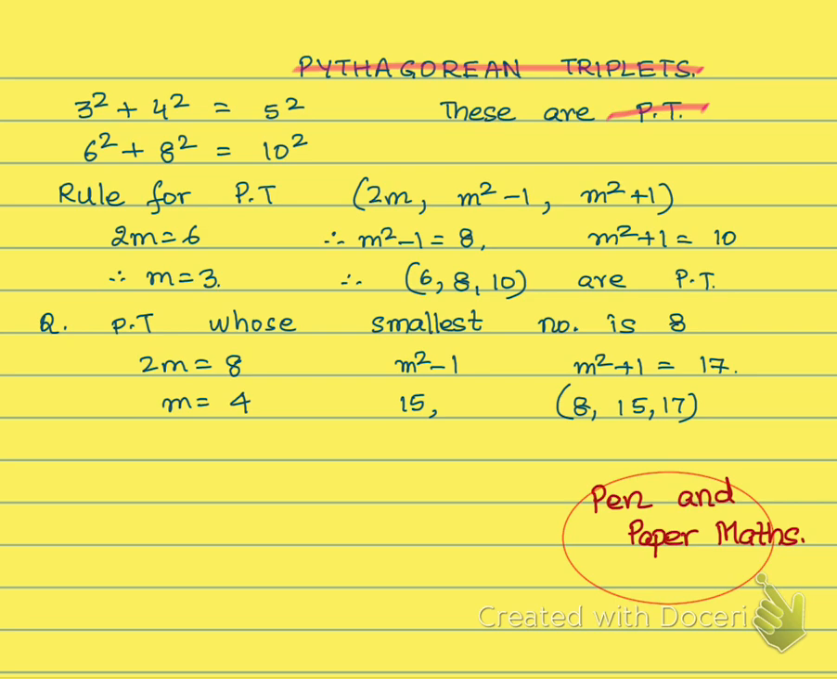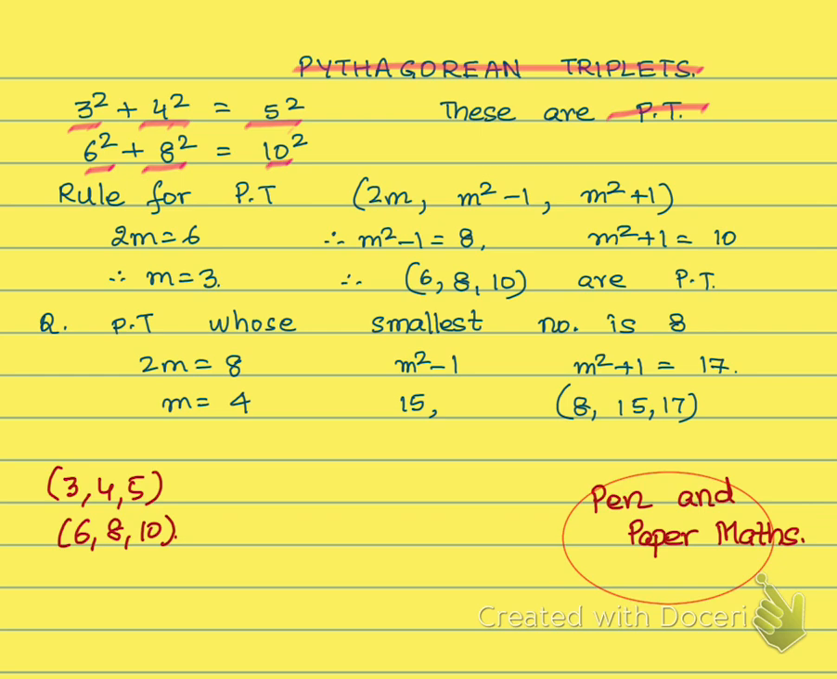If you see the case of 3 square, 4 square, 5 square. So 3 square plus 4 square gives you 5 square. Similarly, 6 square, 8 square, 10 square. So these are triplets which I can write as 3, 4, 5 and 6, 8, 10. So these are some standard triplets.